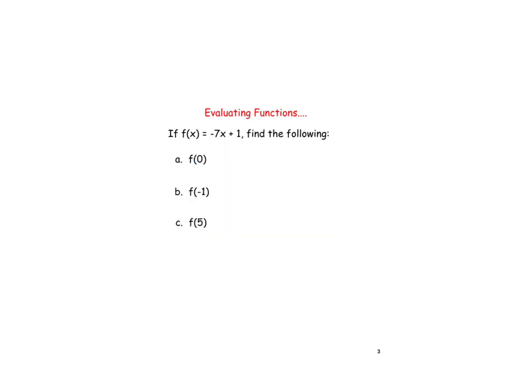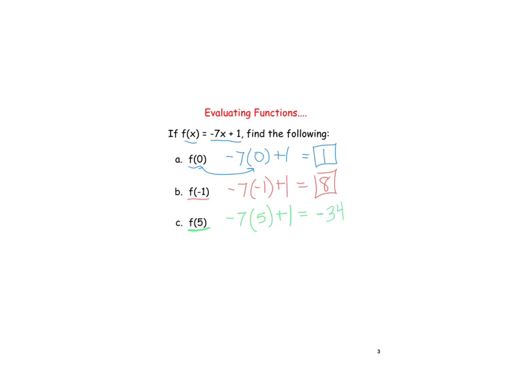Okay, so we're going to try this again. This time we have f of x equals negative 7x plus 1. So now this is our function. We're going to do f of 0. So again, I write negative 7, instead of x I put parentheses, plus 1. Now I'm going to plug in that 0 and put this in my calculator. Negative 7 times 0 is 0. 0 plus 1 is 1. f of negative 1: negative 7 times negative 1 plus 1, I get positive 8. Again, once you plug in, you can just stick that right into your calculator. f of 5: negative 7 times 5 plus 1 ends up being negative 34.